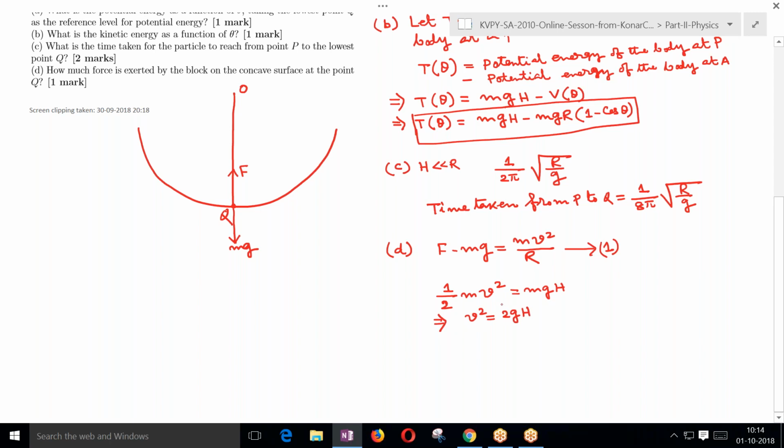Now if we apply this value of v square in equation 1, what do we get? We get F minus mg is equal to m into v square, that is 2gh, so 2mg into capital H divided by r. And from here we get the value of F is equal to mg into 1 plus 2h divided by r. That is the force exerted at the point q.